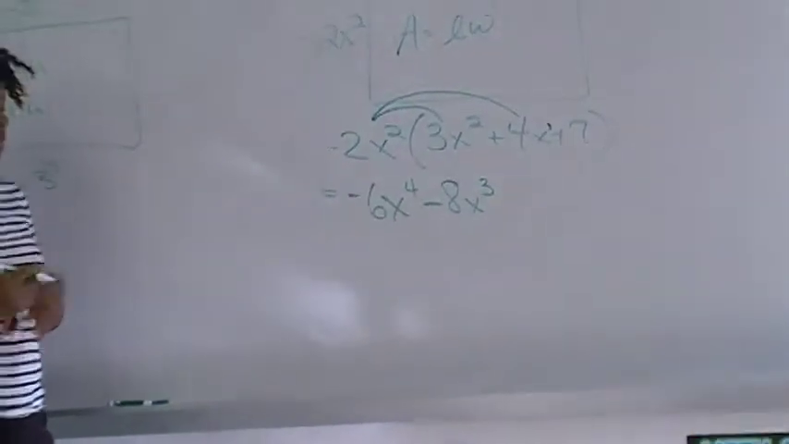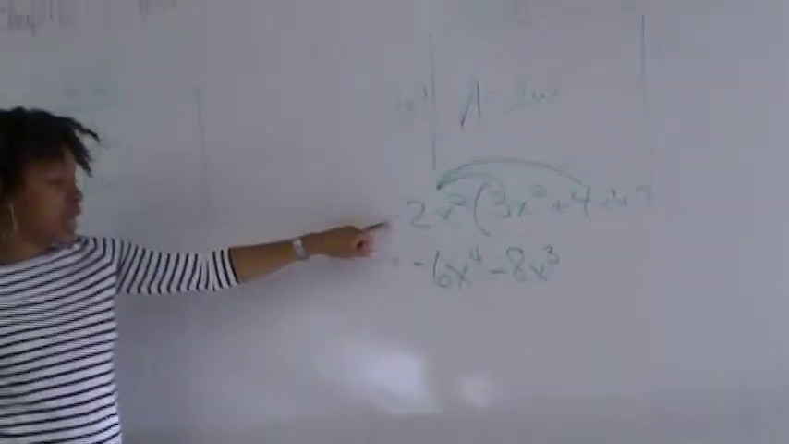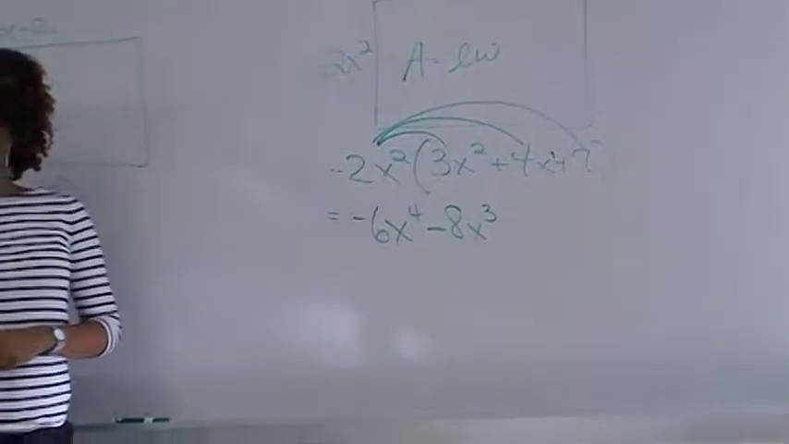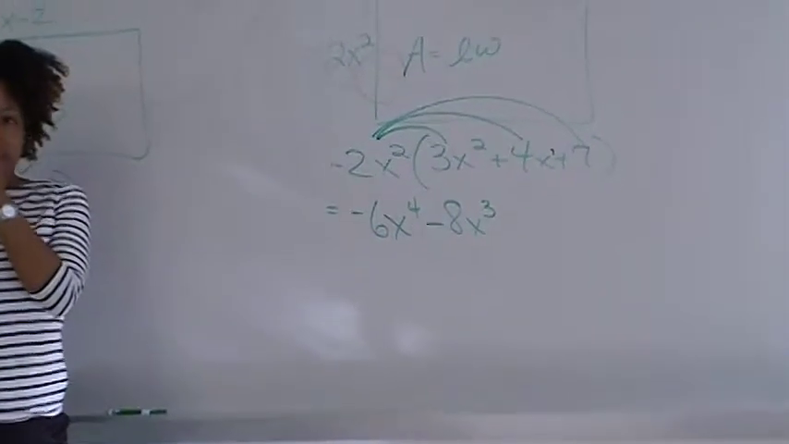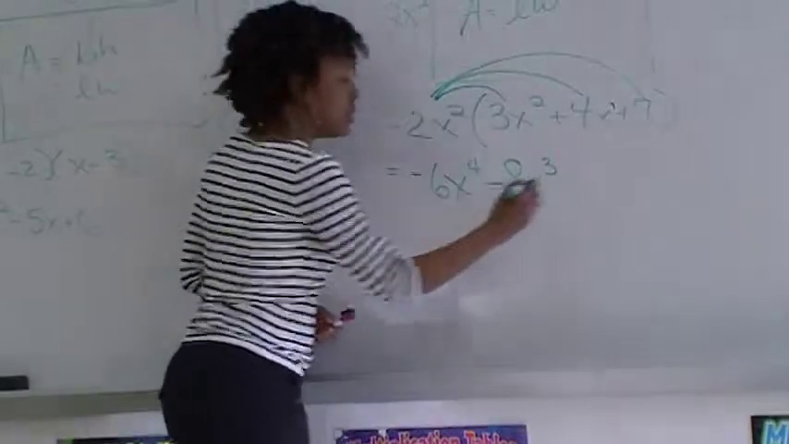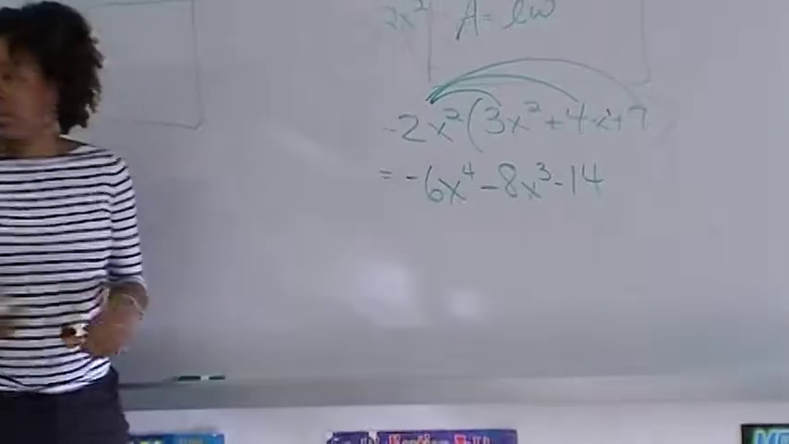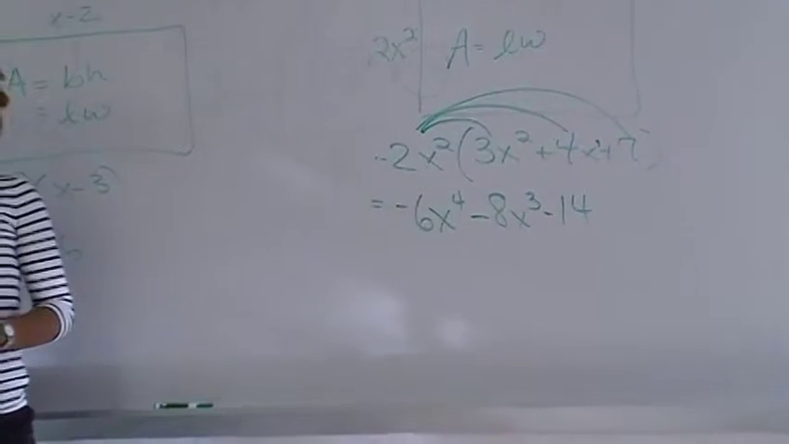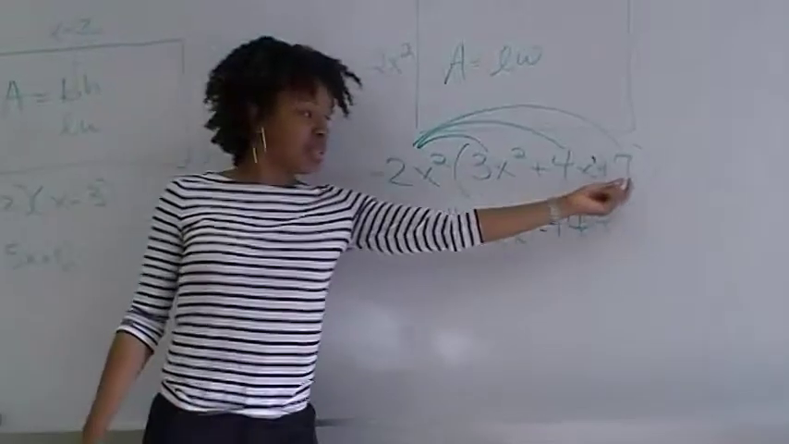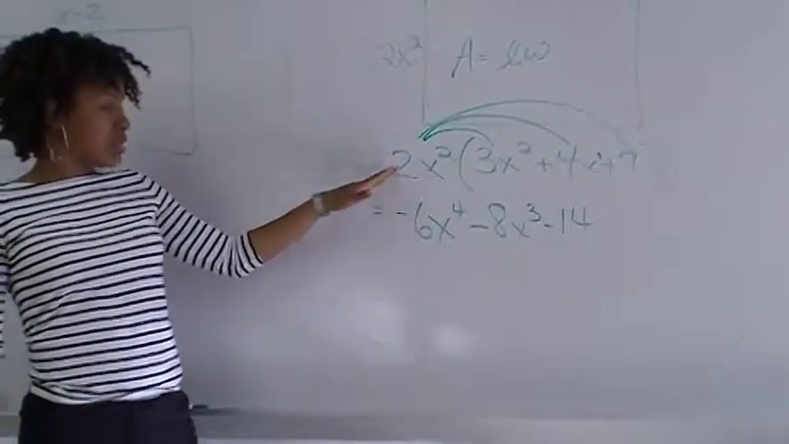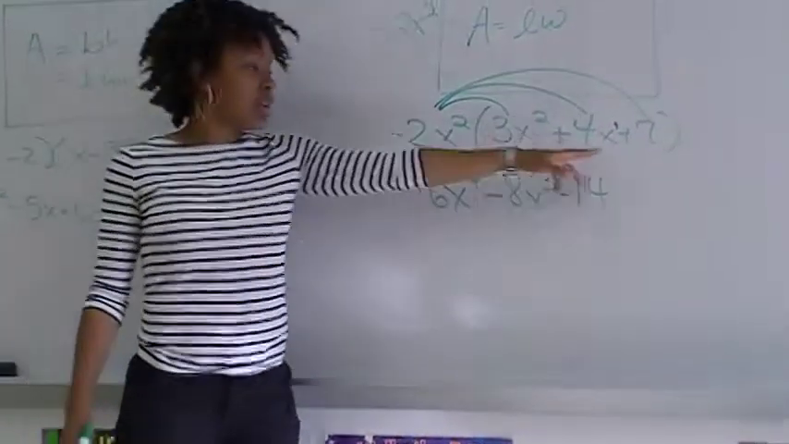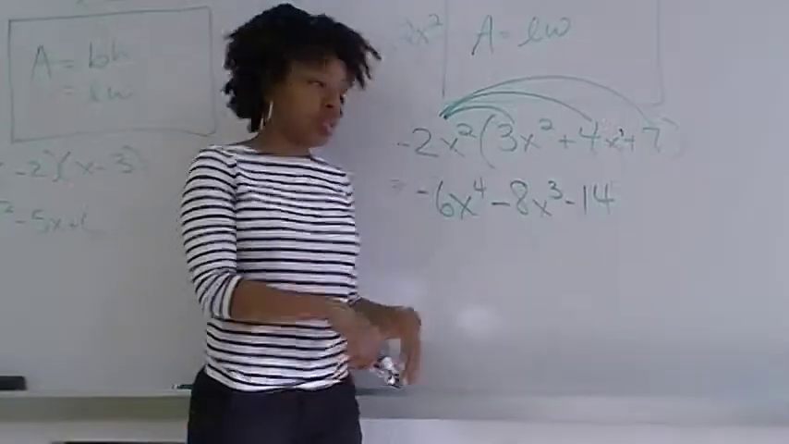Okay. Last one. Negative 2x squared times 7. Anybody think they know it? Raise your hand. Tina? Negative 14. What about the x's? You did the numbers. Negative 2 times 7 is negative 14, but then you got x squared. Are there any x's over here? No. So it's just x squared.